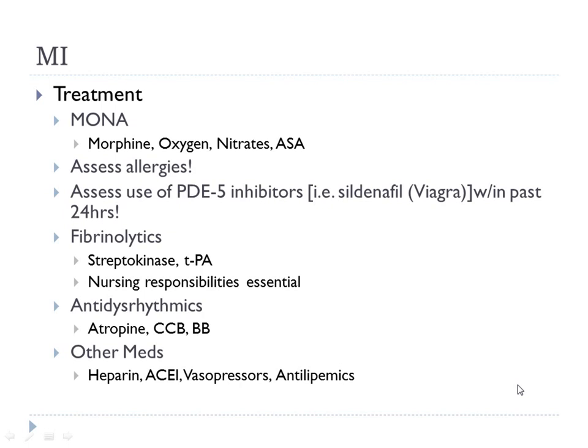Fibrinolytics should not be used in a patient who has a history of a hemorrhagic CVA, which is a stroke caused by bleeding of a vessel. It's a contraindication. So that's part of your history taking, right? Have you ever had a stroke? Do you know what kind it was? No? All right, it's in the record, whatever. Okay.